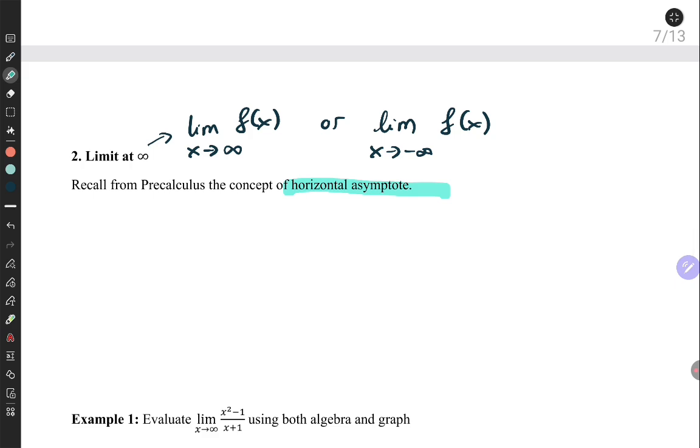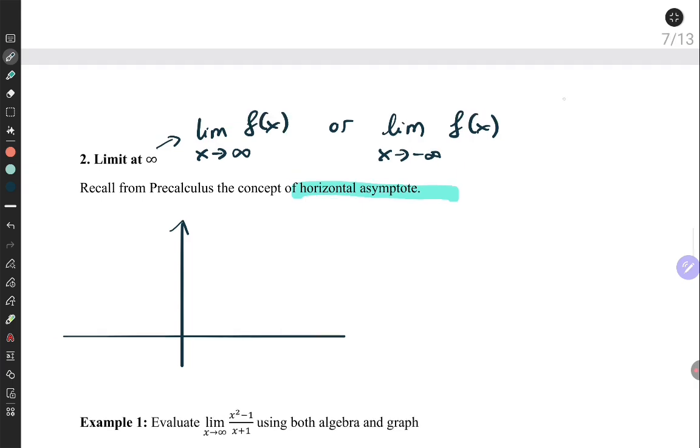We just mentioned the vertical asymptote. Horizontal asymptotes. Let's say I have 1/x². I have this.